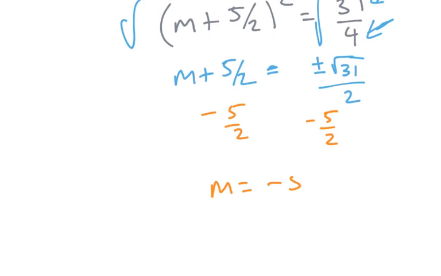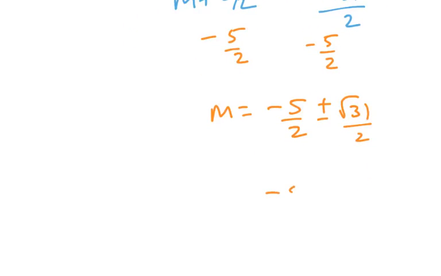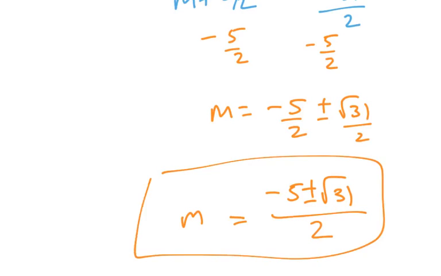From here, I'm going to just simply subtract 5 over 2, and m equals negative 5 over 2 plus or minus square root 31 over 2. Or, if you prefer, negative 5 plus or minus square root 31 all over 2. And there's our answer. So we can see, even in the difficult situations, it's not that difficult to do this as long as you follow it through step by step.